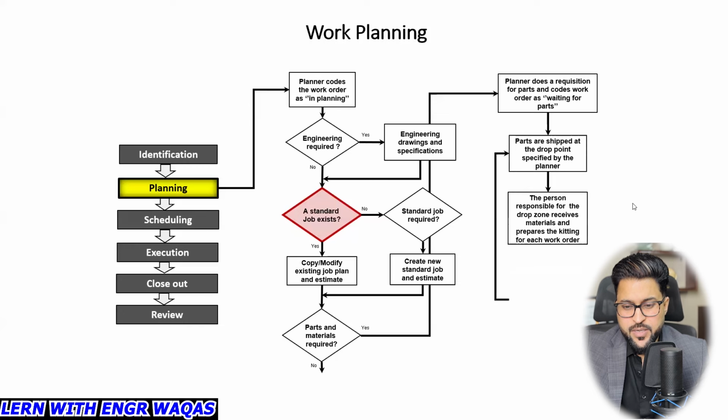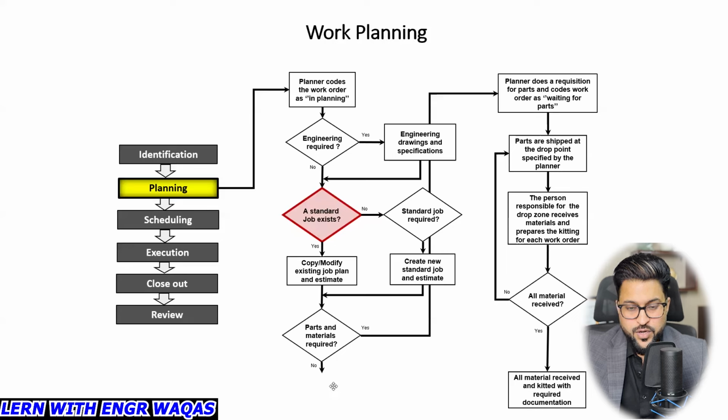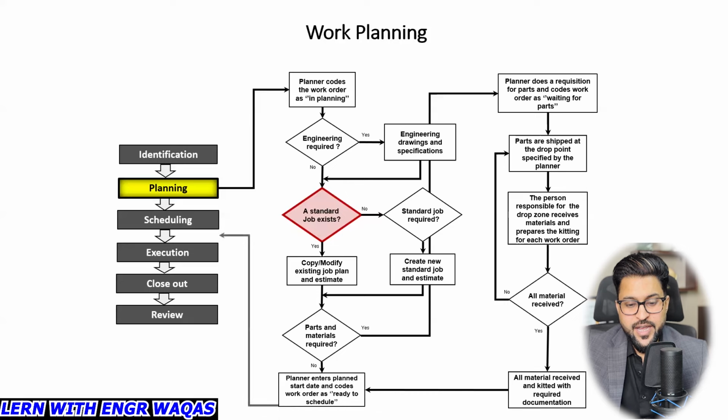Okay, and then the person responsible for the drop zone receives material and prepares the kitting for each work order. And then, all material received? It's a question mark. If no, again, you are going to rework this process. Yes, there is a second possibility. And then all material is received and kitted with required documentation, right? You are going to approve with the documentation and all that, with vendor and supplier generated invoices. So then it is going to meet up at another same point. The planner enters the planned start date and codes the work order as ready to schedule. And then this is going to move into detailed planning and scheduling.